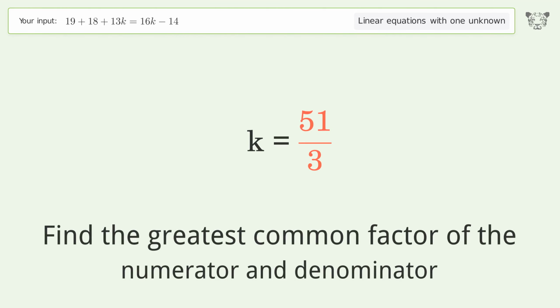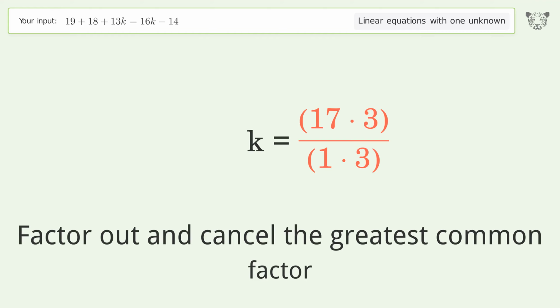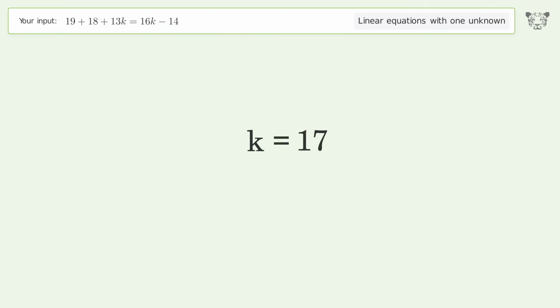Find the greatest common factor of the numerator and denominator. Factor out and cancel the greatest common factor. And so the final result is k equals 17.